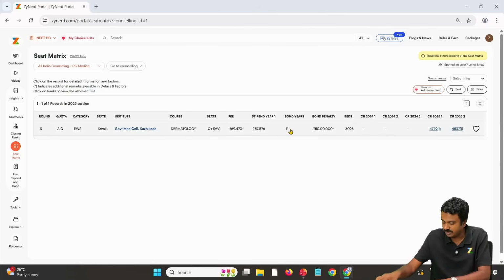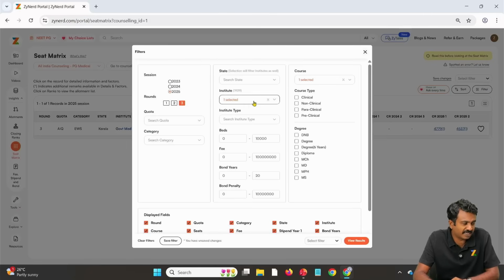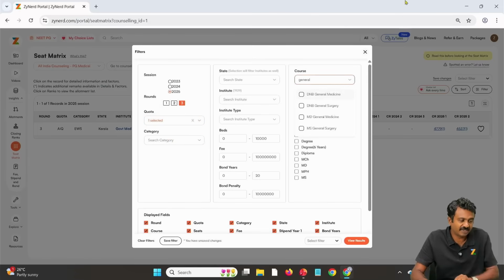So that is how this entire process works. We will also take you through how to do this entire thing for a deemed university institute. Let us say I'm looking at deemed universities under the MNG category. I will select the course. Let us say I'm looking at general surgery again, and within deemed, I'll filter on general surgery, and I will look at all the choices under MNG category.